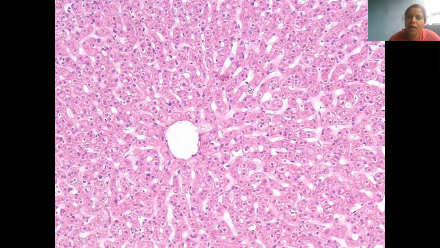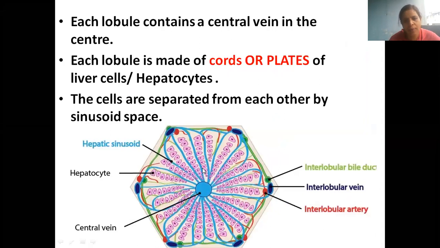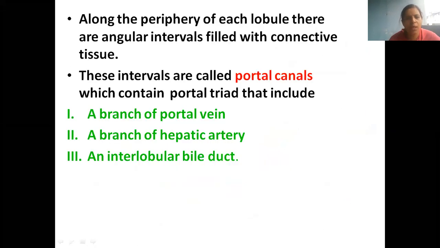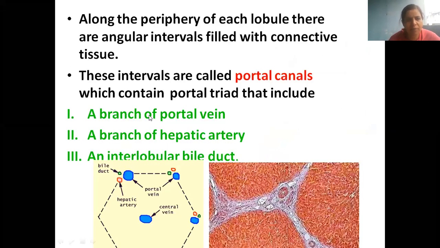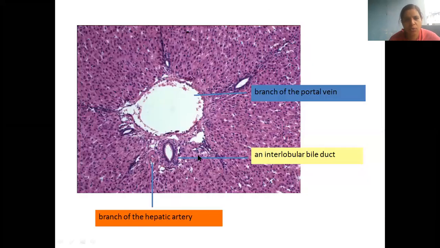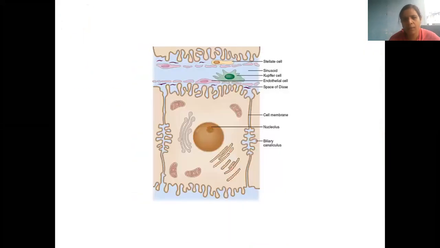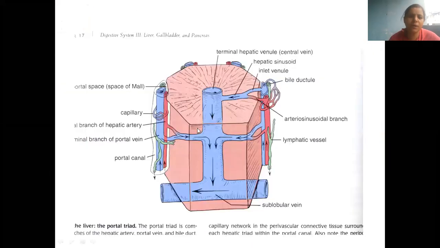These are all radiating hepatocytes, and in between, the empty spaces are nothing but the sinusoids, and small biliary canaliculi are only theoretical aspects. I said at each border we have portal vein, hepatic artery, and bile duct. I'll show you one picture which you are supposed to draw.